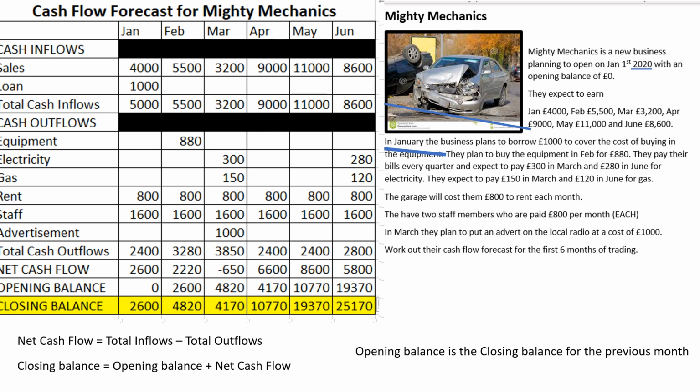So check your answer and see if you've managed to get the same answer as me. If you've made any mistakes, highlight them on your cash flow and show them to your teacher.